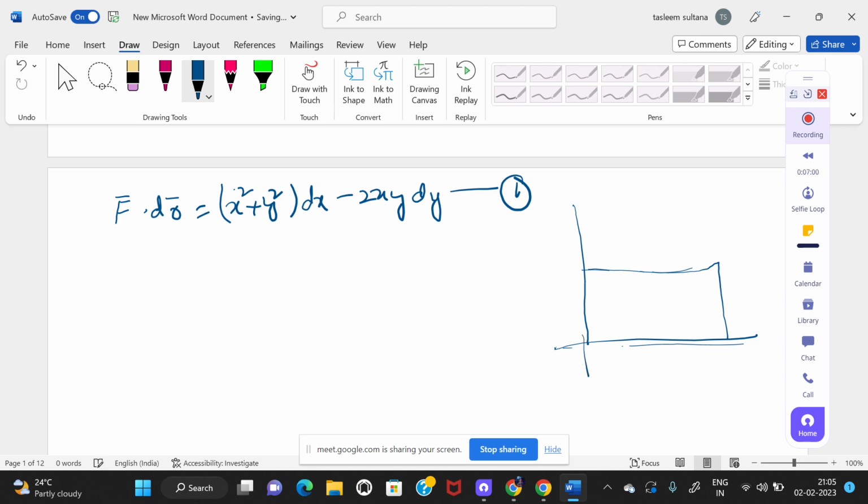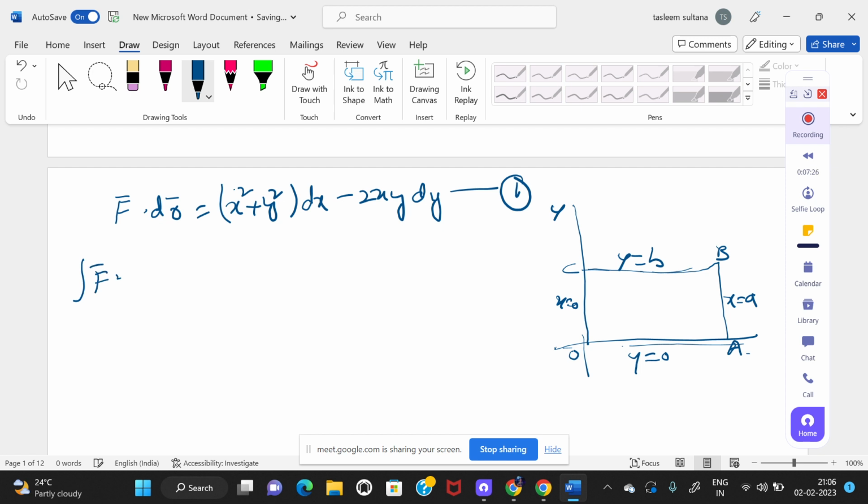Here is our rectangle, with origin 0, then a, b, c, where we have taken the line y is equal to 0, y is equal to b, and this is x is equal to a, and here x is equal to 0. This is our y axis. Now we have to do the complete work done.